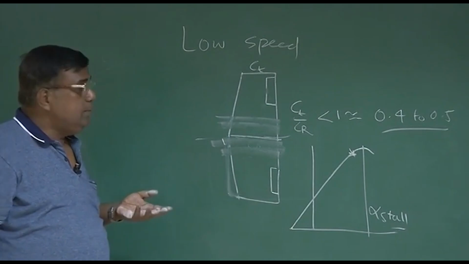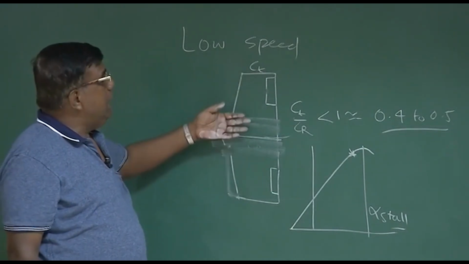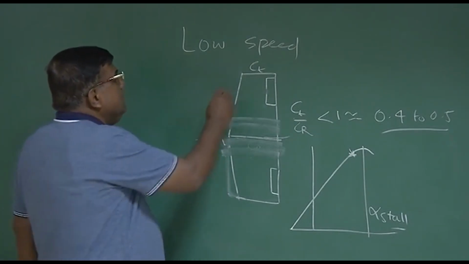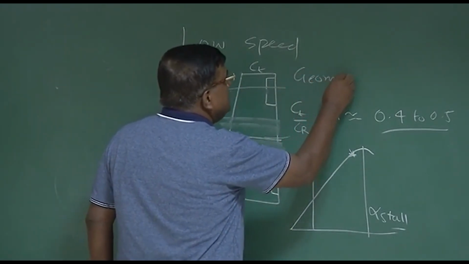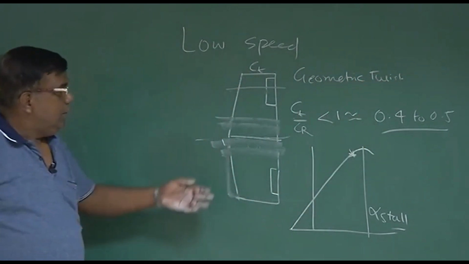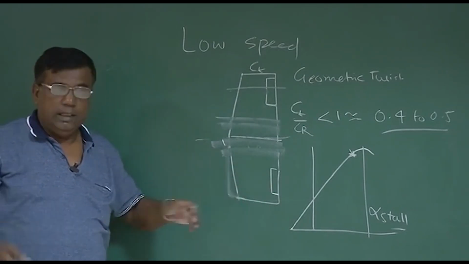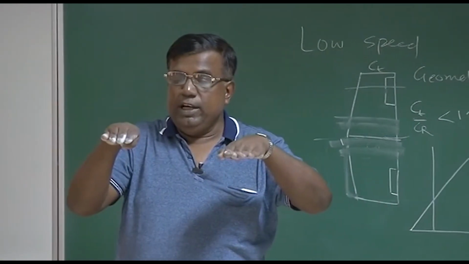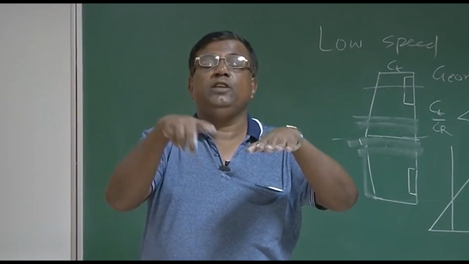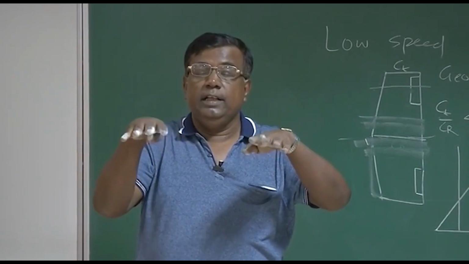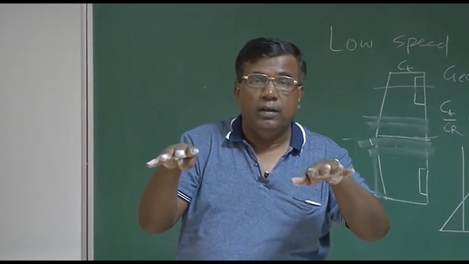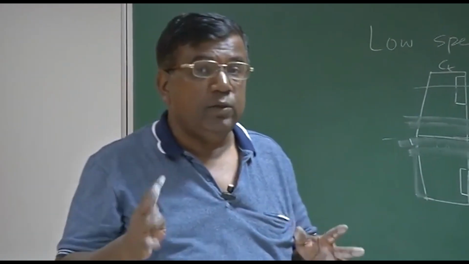But how do I do that? If everything is similar here, then naturally all the parts will stall almost at the same time. So what is done is some geometric twist is given to the aerofoil at the tip around this region. That is, a deliberately negative angle is set on the aerofoils which are near the tip, so that even if there is a 12 degree or 13 degree stall angle, this portion will see less than 12, 13 degrees. So the root will stall, but this portion will not stall. This is one way, which is called geometric twist.